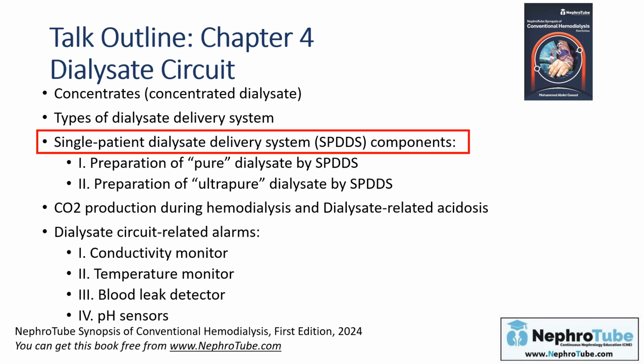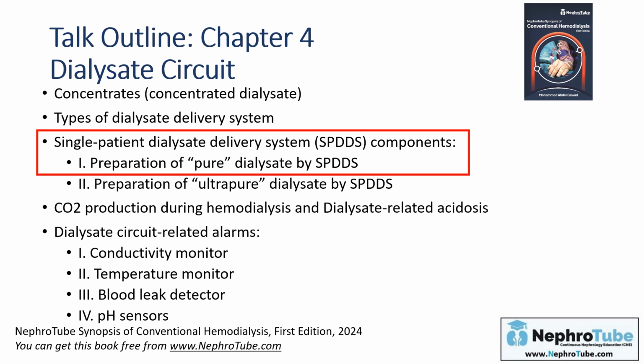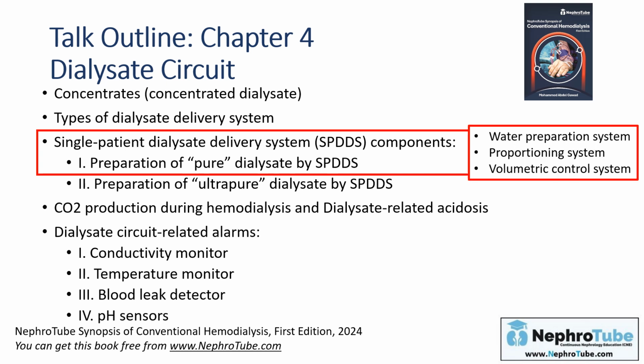Single patient dialysate delivery system. I want to start with its components. First, I want to talk about the components of the single patient dialysate delivery system that prepare pure dialysate. Actually, the preparation of pure dialysate by the single patient dialysate delivery system is done through 3 steps or 3 components: the water preparation system, the proportionating system, and the volumetric control system.